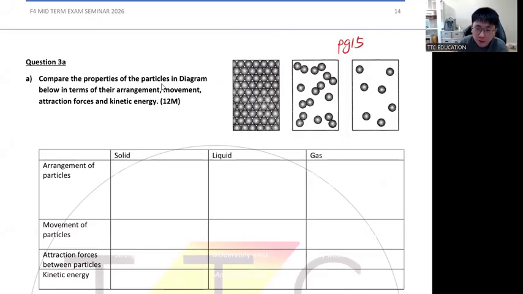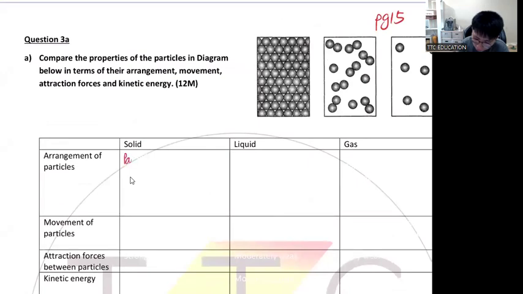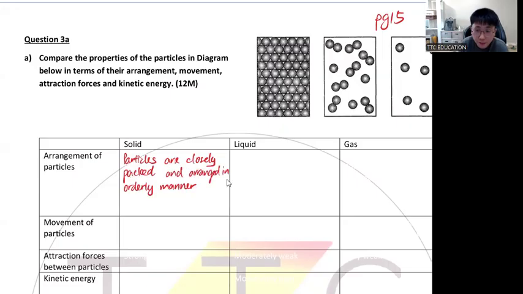Okay, compare the properties of particles in the diagram. So this is a solid, this is a liquid, this is a gas. Okay, so how do they arrange? What's the keyword for arrangement of solid? If they ask you to describe a solid arrangement, we say that, okay, particles are closely packed. Use the words closely packed and orderly manner. We say arranged in orderly manner.